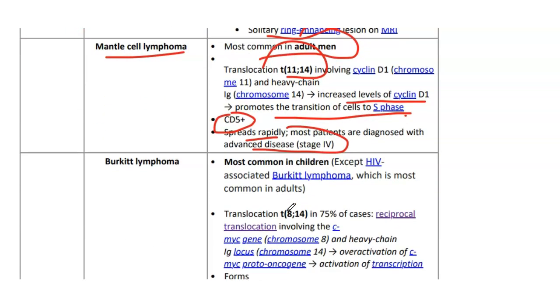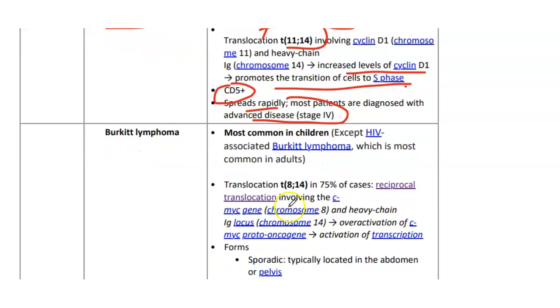Then we have Burkitt lymphoma. Burkitt lymphoma is most common in children, except HIV-associated Burkitt lymphoma, which is most common in adults. Translocation: there is an 8-14 translocation in 75% of cases, a reciprocal translocation involving the C-MYC gene on chromosome 8 and the heavy chain Ig locus on chromosome 14. So there is overactivation of the C-MYC proto-oncogene, with activation of transcription.